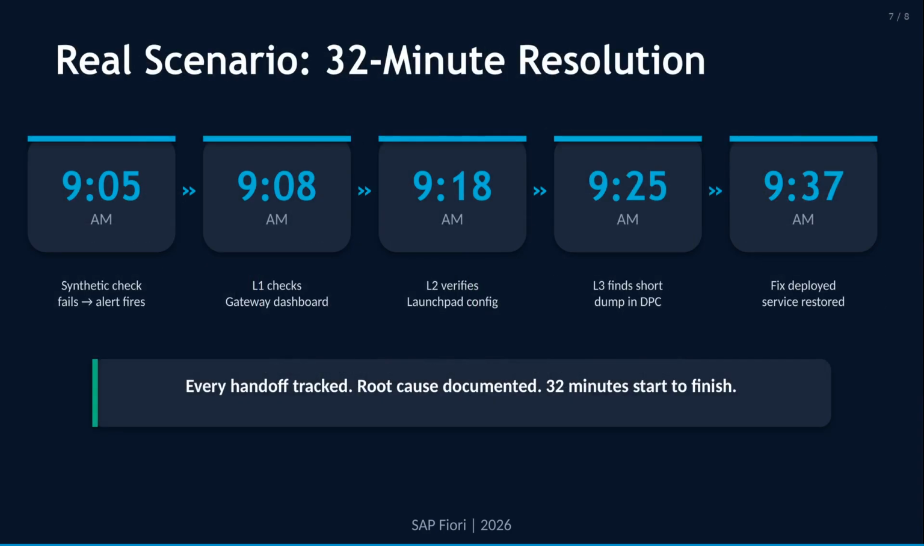Let us walk through a real scenario. At 9:05 a.m., FRUN Synthetic Monitoring reports that the Manage Purchase Orders tile fails its health check. An automated alert fires to the Level 1 on-call Slack channel. The Basis admin checks the gateway dashboard and sees that HTTP 500 errors spiked on one specific gateway node. They verify the ICF service is active. It is, so they escalate to Level 2.